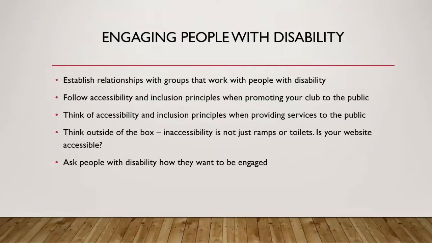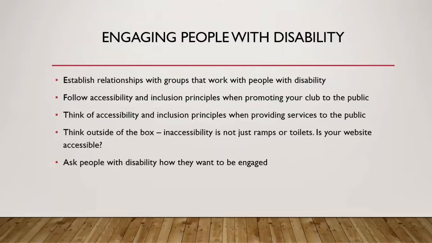Another way that we can engage people with disability better is by following accessibility and inclusion principles when promoting the club to the public. And an example of how we can do that is by having an accessible club website, because the club website is usually one of the first places that people look to join Rotary. So if that can be made more accessible, that would help to attract members into Rotary who have various disabilities.